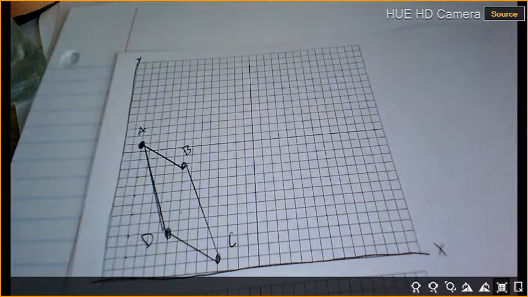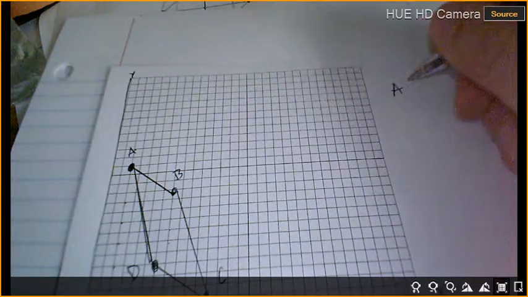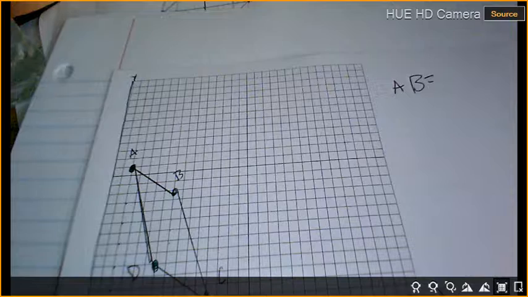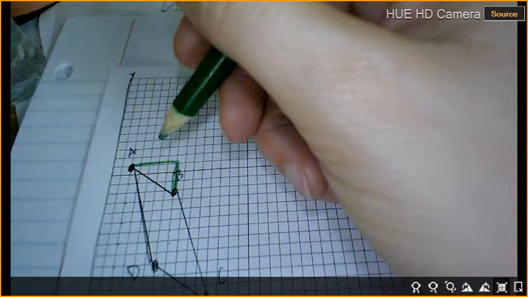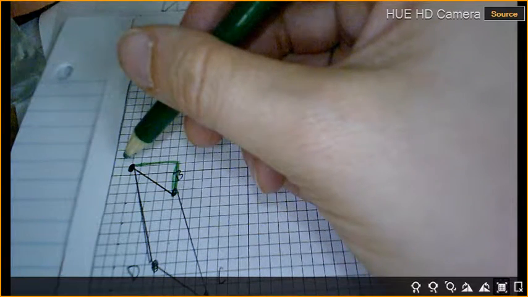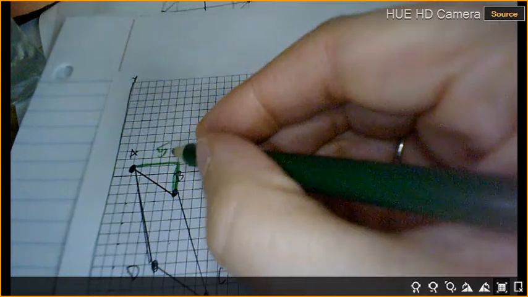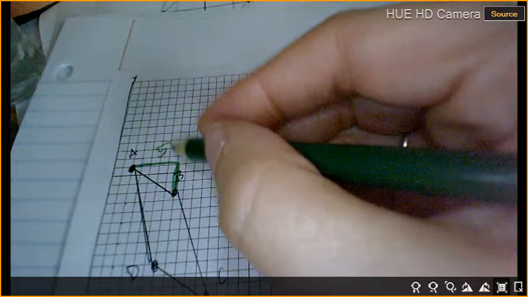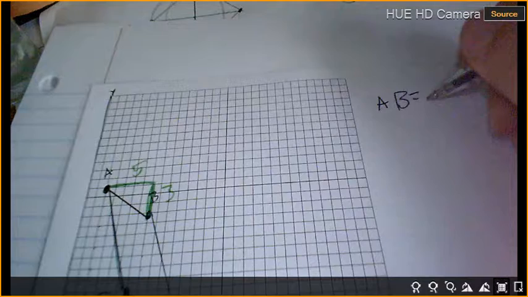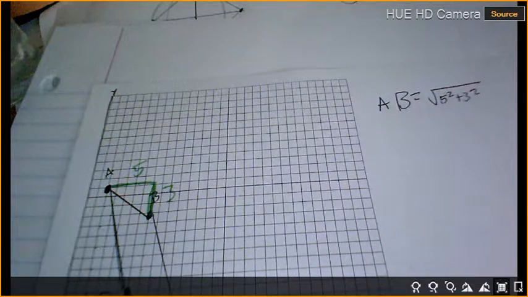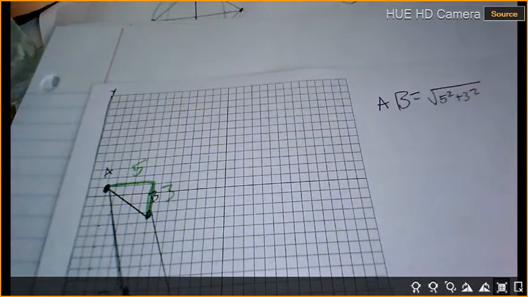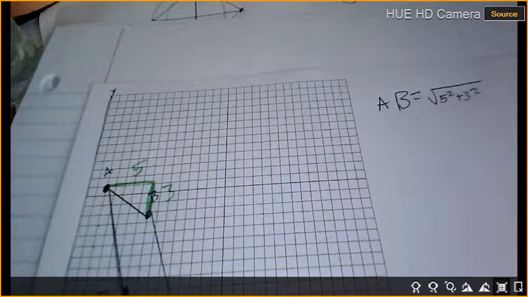Okay, so I've got A to B. If I was going to do this graphically, I would go like this. It makes my happy little triangle. And to go over from A to B is 5, and it goes down 3. So that's 5 squared plus 3 squared, and I can square root that. Right? And I get the square root of 34, which is 5.83. Yep.